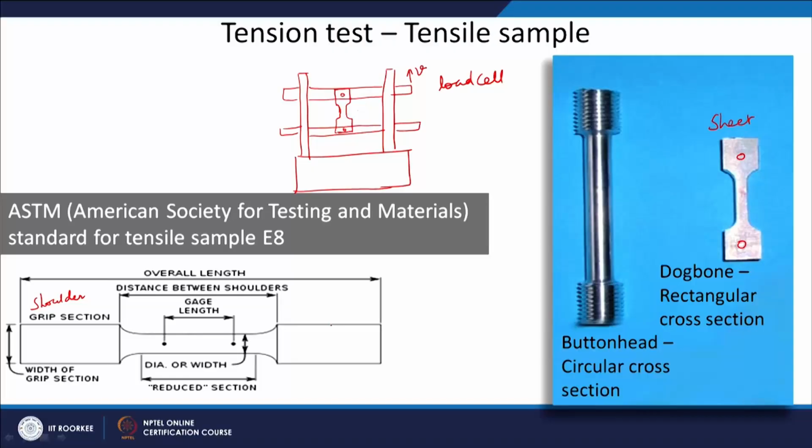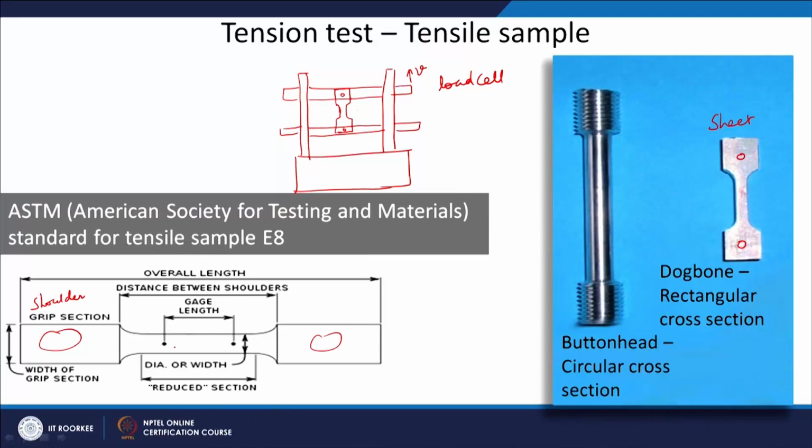So basically the machine is going to grip the sample in this region. There can be different methods to grip. One, as I told you, is that you can have holes in the sample and insert a pin, and then it will be called pin loading. In some cases you have some kind of gripping section. It is like a clutch, which you see in an automobile, where you have some friction and a normal force which grips the sample.